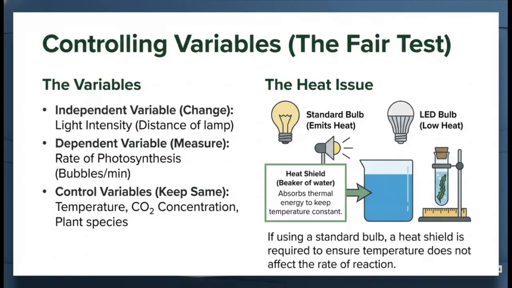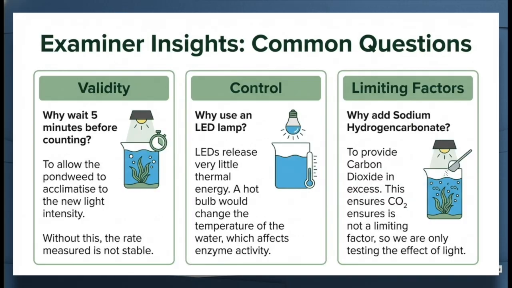This is all about controlling your variables to make sure it's a fair test. Your lamp gives off heat, not just light, and that heat could mess with your results. So using a heat shield or, even better, an LED bulb that produces less heat is a great idea. And what if the plant uses up all the carbon dioxide in the water? Well, adding a bit of sodium hydrogencarbonate fixes that.